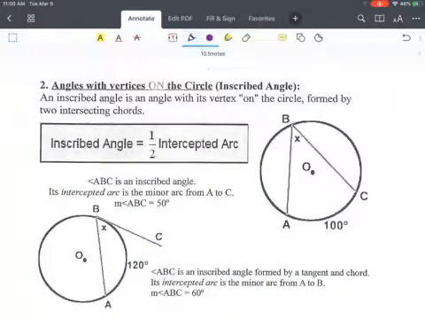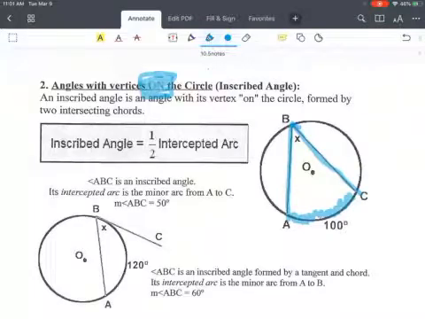Next group of angles we're going to talk about are the groups of angles where the vertex is on the circle. So the first one we've done is the inscribed angle, where the vertex is on the circle and it intercepts the arc at A and C, and that arc has a value of 100. Therefore, the angle must equal 50 because it is half of the intercepted arc.